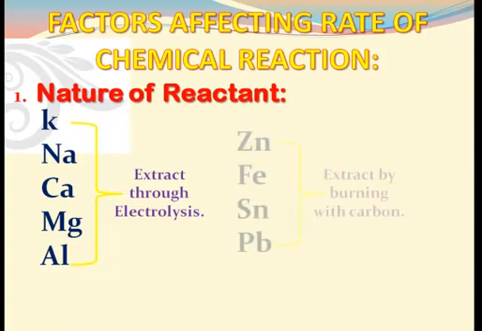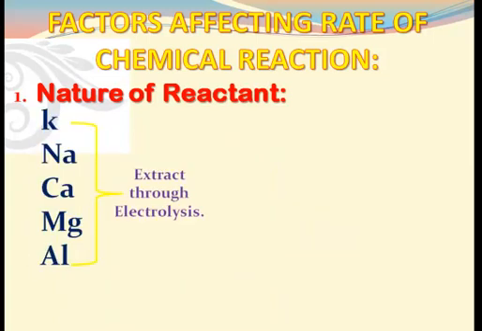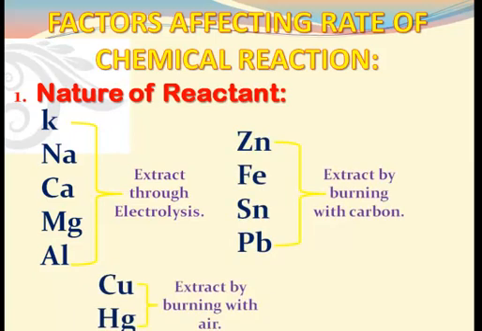In this nature of reactants, the activity series predicts a lot of things. The activity series makes us understand that potassium, sodium, calcium, magnesium, aluminium are extracted through electrolysis, and zinc, iron, tin, and lead are extracted by burning with carbon, whereas copper and mercury are extracted by burning with air, whereas silver and gold do not need to be extracted at all.